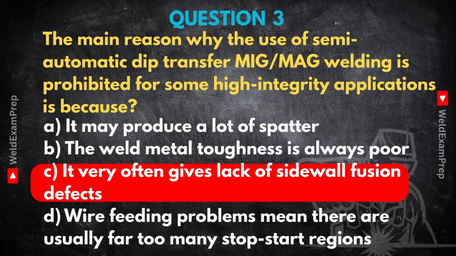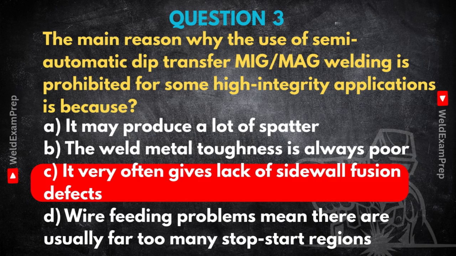Okay, let's just absorb that. This isn't just about a tidy weld or things running smoothly. This is safety, reliability, bridges, pressure vessels. Critical stuff. Lack of sidewall fusion, a silent killer, often hidden. It just hammers home why understanding the fundamental limits and potential fatal flaws of each process is so vital for an inspector. Couldn't agree more.